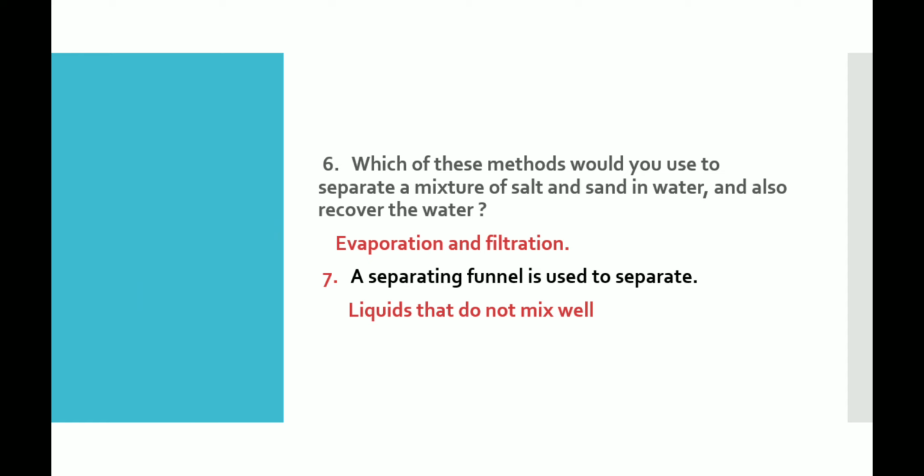Next, question number 7. A separating funnel is used to separate dash. The options are like this: solids of different sizes; a solid from a liquid; third option, liquids that do not mix well; fourth option, different colored solutions. Out of these 4 options, the third option, that is C, liquids that do not mix well, is the correct one.